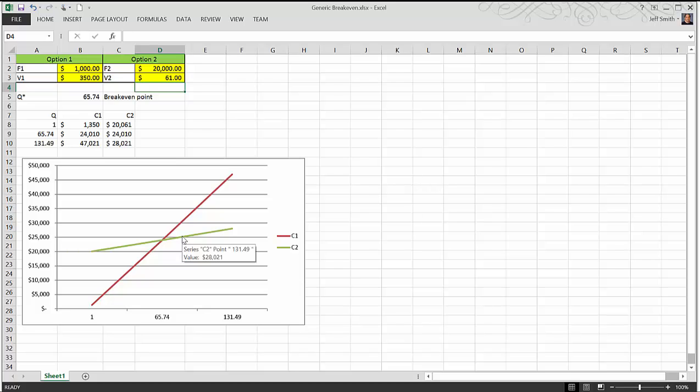Because remember, the goal here of the model is to provide us information. The model doesn't give us the exact solution. It doesn't tell us exactly what to do. The model provides information for us in order to make the ultimate decision.